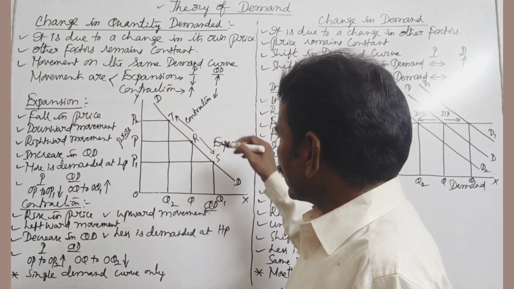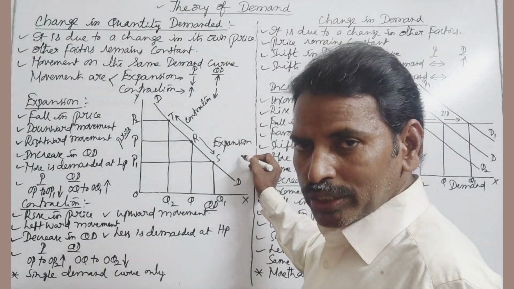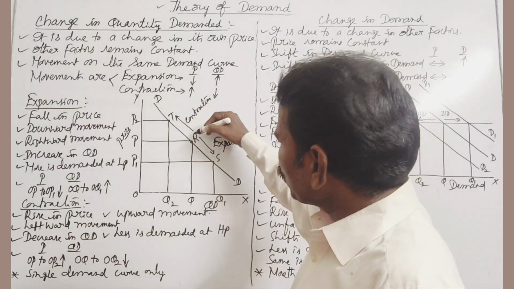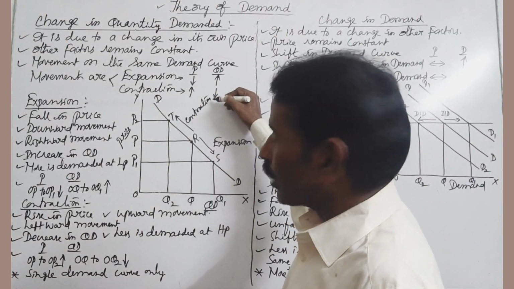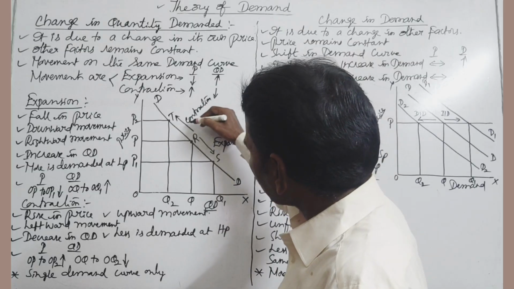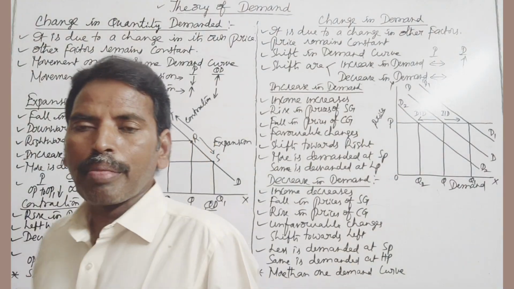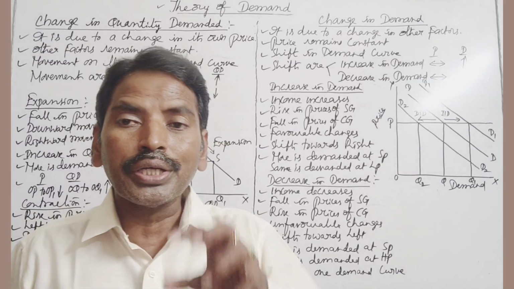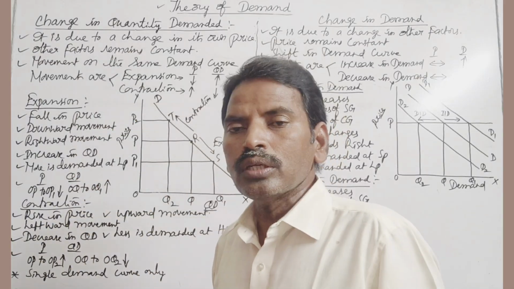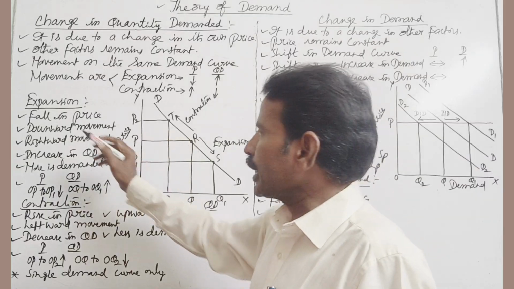So the movement from R to S is called expansion. The movement from R to T is called contraction. This diagram shows changes in quantity demanded. So now let us examine first expansion.